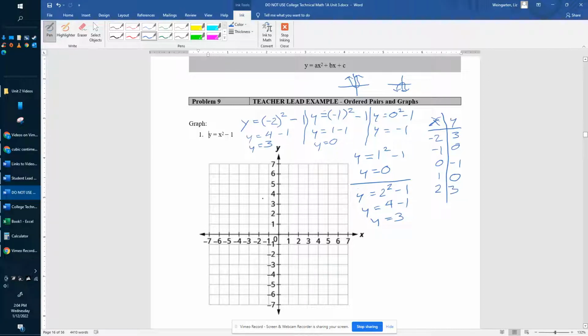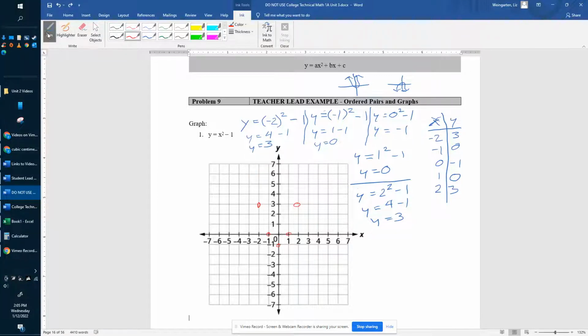So let's go ahead and plot these points. I'm going to plot them in red because they show up really nice when it's red. So we have x equals -2, y equals 3, x equals -1, y equals 0, x equals 0, y equals -1, x equals 1, y equals 0, x equals 2, y equals 3. So you can kind of see it's going to make that U shape, or that parabola that we were talking about earlier. So let's see if we can draw that parabola.